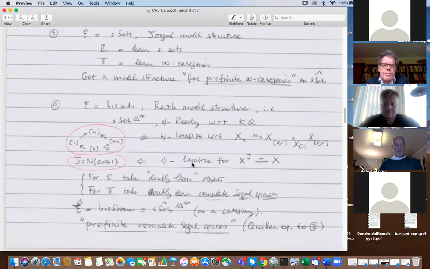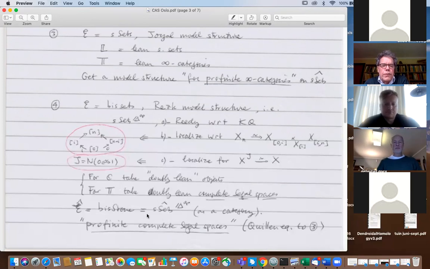And then there is a further so-called Rezk completeness condition. You take the simplicial internal hom, X to the J, that's an exponential, which you can evaluate at the endpoint. It gives you a map to X, and that should also be a weak equivalence. And J here is the nerve of the discrete category of two objects, which you view as a discrete simplicial space.